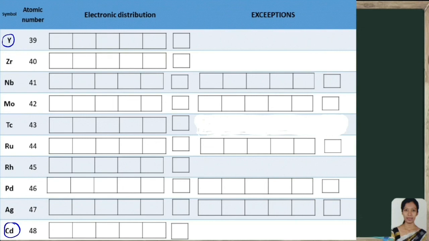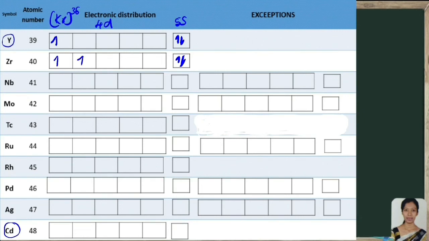So we need to consider the nearest noble gas configuration, which is krypton 36, and this is the 4d series, and this one is the 5s orbital. So 36, after that 5s will take electrons, because 5s will have lower energy when compared to 4d orbital. 36 plus 2 electrons, that will be 38 electrons, and the 39th electron will be in 4d orbital. In the similar way, for zirconium, 5s will take 2 electrons, and the other 2 electrons will be in 4d orbital.